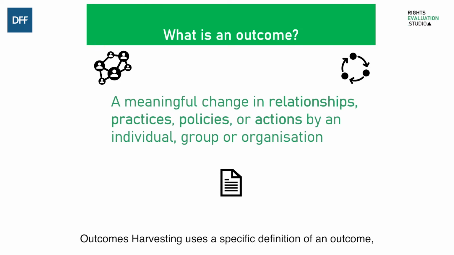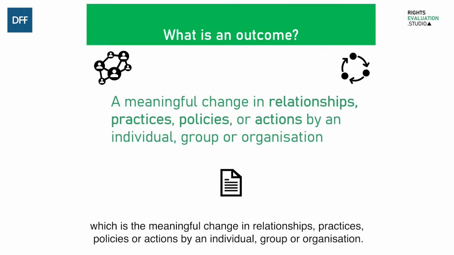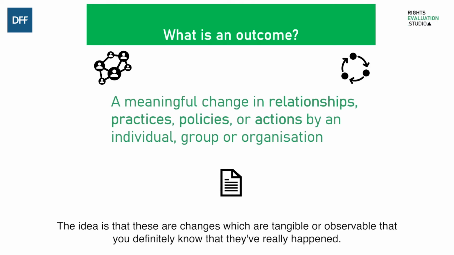Outcome harvesting uses a specific definition of an outcome, which is a meaningful change in relationships, practices, policies, or actions by an individual, group, or organization. The idea is that these are changes which are tangible or observable so that you definitely know that they've really happened.